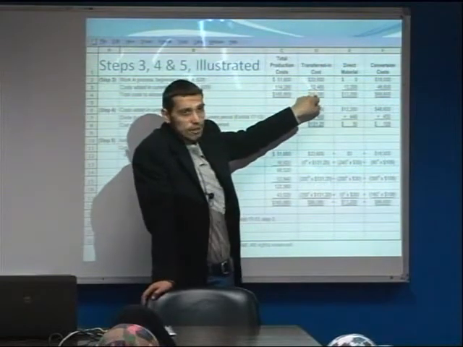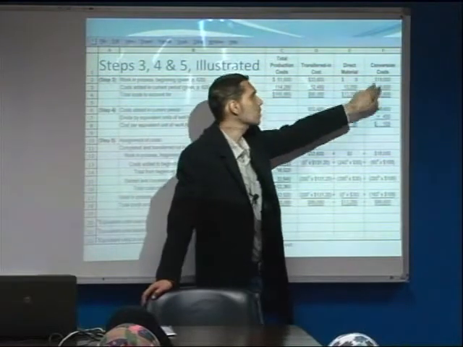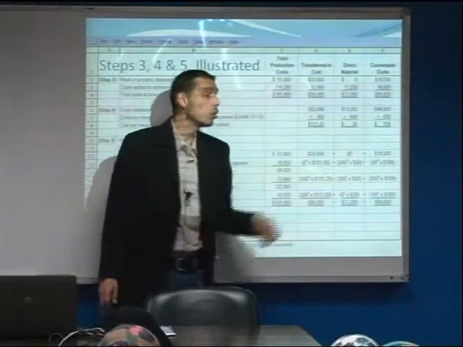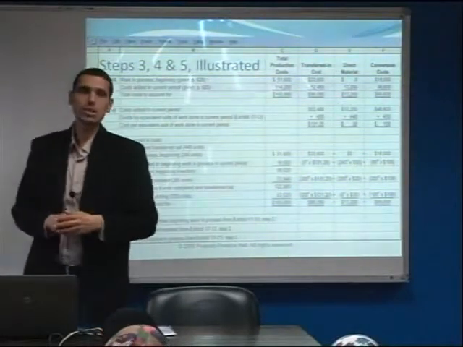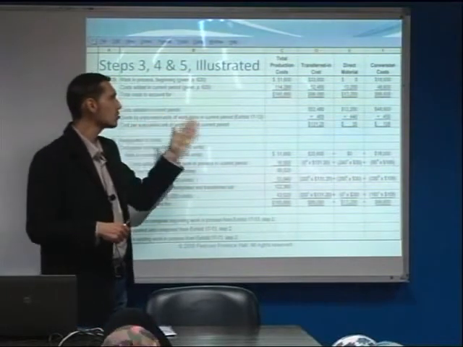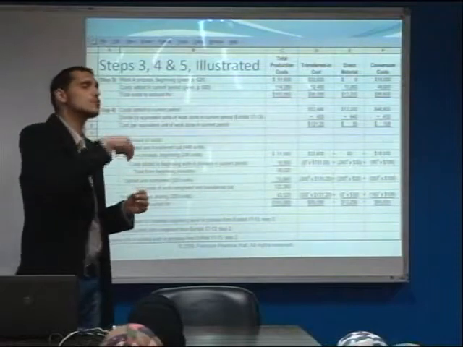According to the first in, first out method: 13,200 for the direct materials, 48,600 for the conversion cost, and of course we have added up all the costs in order to have the total cost to account for, in the amount of 165,880. Now we need to calculate the cost per equivalent unit.